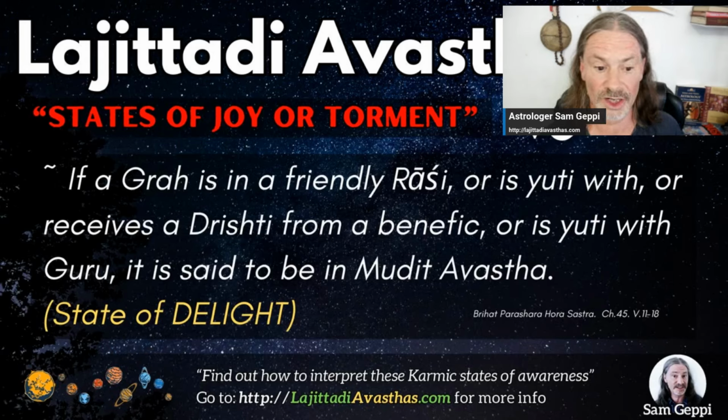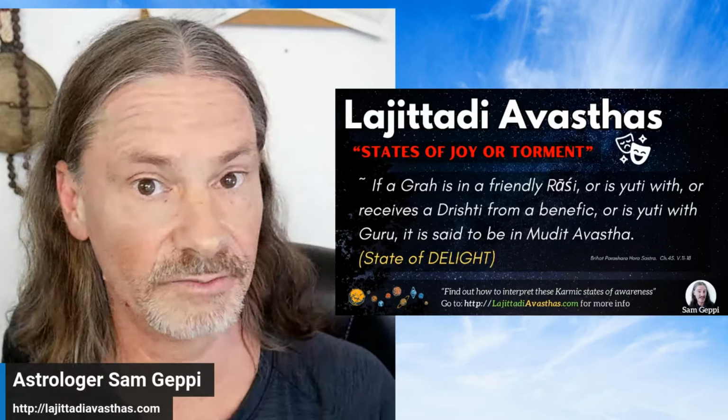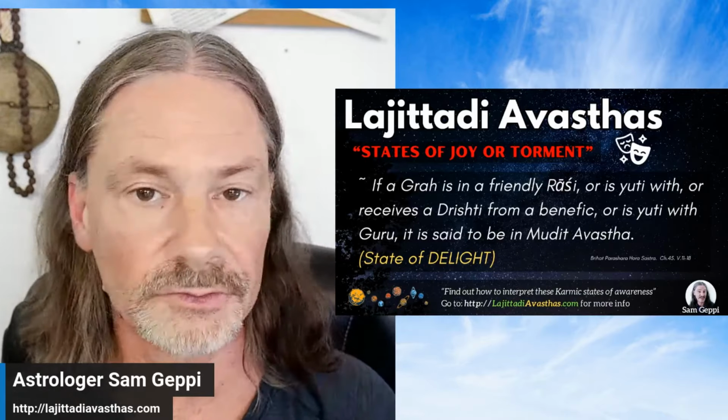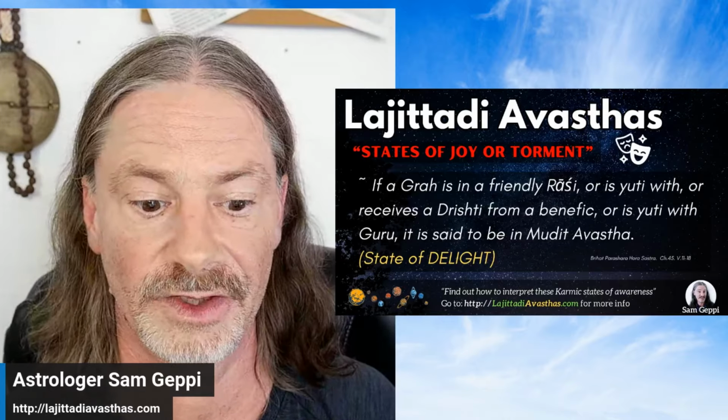If a graha is in a friendly Rashi, or is joined with or receives a drishti from a benefic, or is yuti, joined with Guru, Jupiter, it is said to be in Mudit Avastha, a state of delight. See, this is Jupiter, Guru's influence. Any planet joined with Jupiter is in a state of delight. It's, I'm with Guru, I'm with teacher, I'm delighted. But again, at times there are hindrances involved and whatnot.